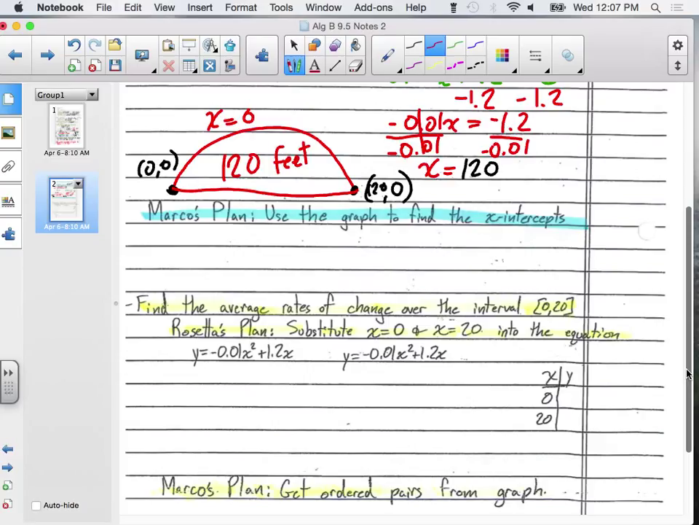Now, we have to find the x-intercepts for Marco's plan. And this will be a whole lot easier because we're given a graph for it. So where is the first x-intercept that you can see from that graph? 0, 0. And what's the other x-intercept that you see? 100, 0.